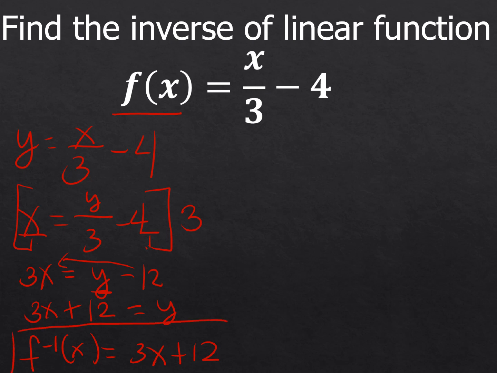And this is the inverse of the given function. Now, if you want to apply the pattern or the technique, in this example, we need to simplify this one. So it will become f of x equals, get the LCD, which is 3. So 3 divided by 3 is 1 times x is x. Minus 3 divided by 1 is 3 times 4 is 12. So therefore, the simplified form will become x minus 12 over 3.